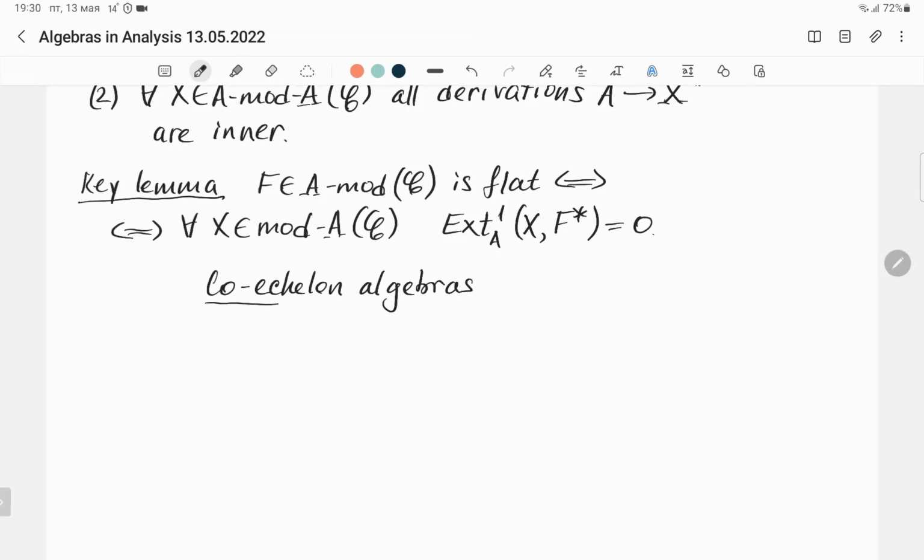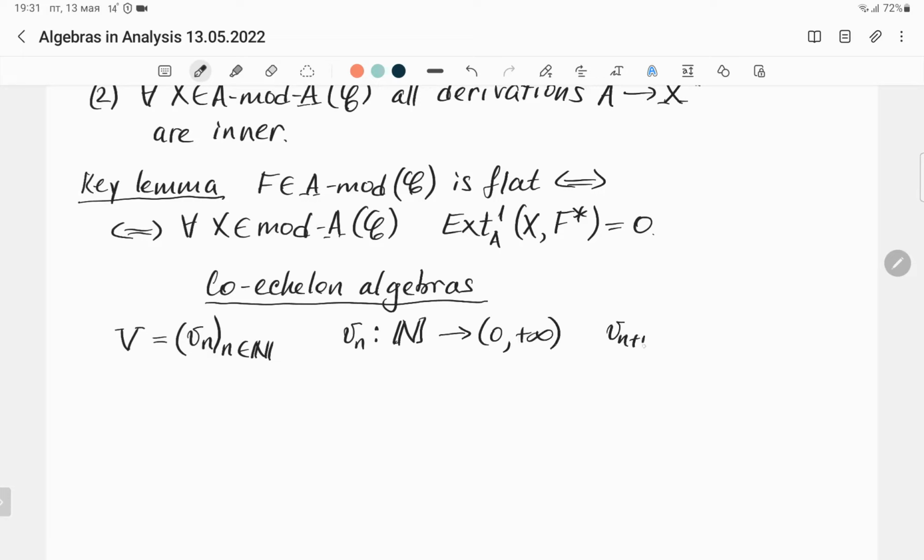Co-echelon algebras. So what is this? We consider a set V, the so-called weighted set, which consists of countably many positive sequences such that V_{n+1} is less than or equal to V_n. And let's consider, for example, K_infinity of V.